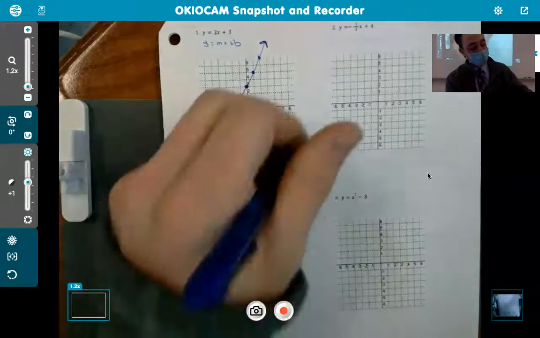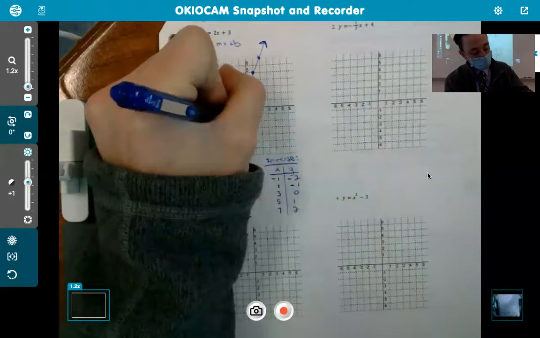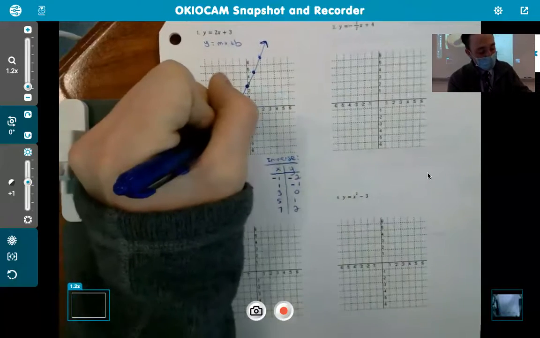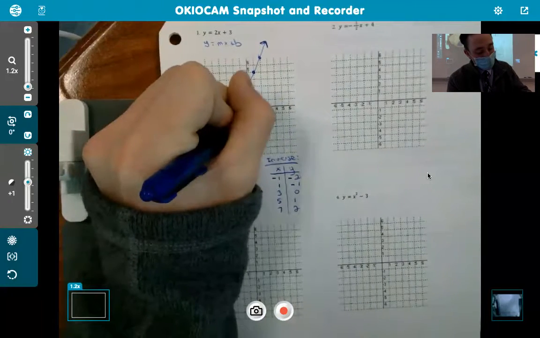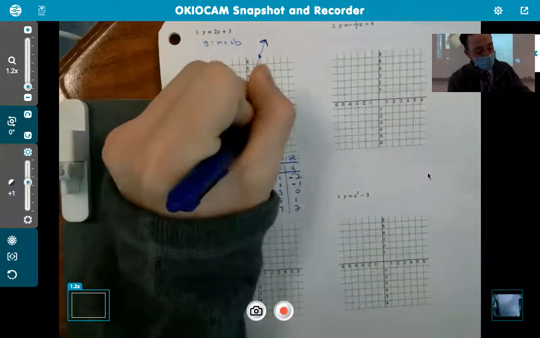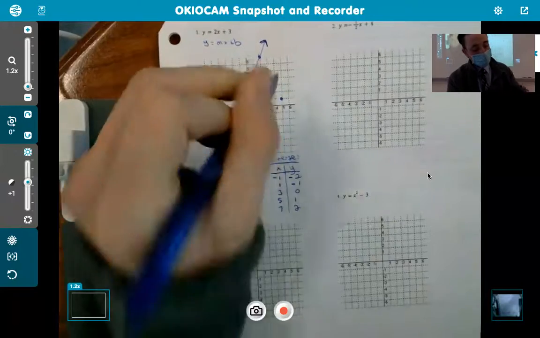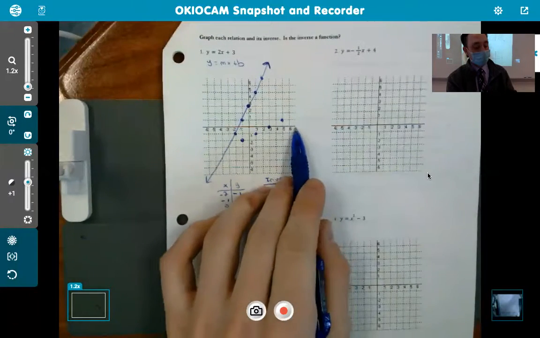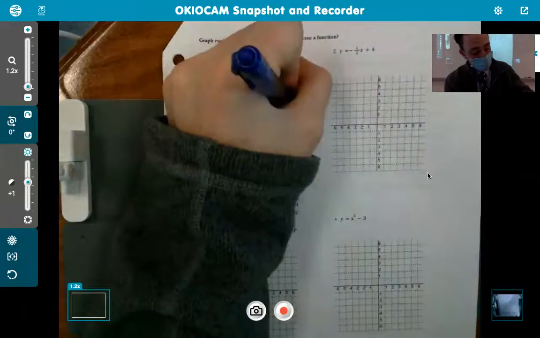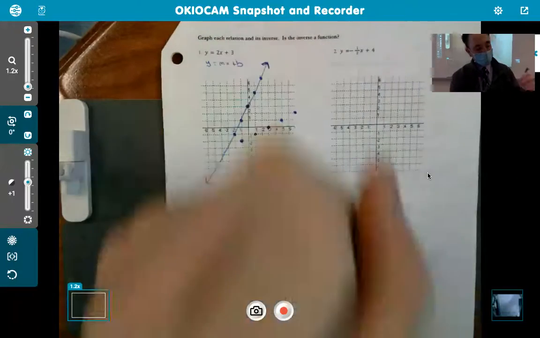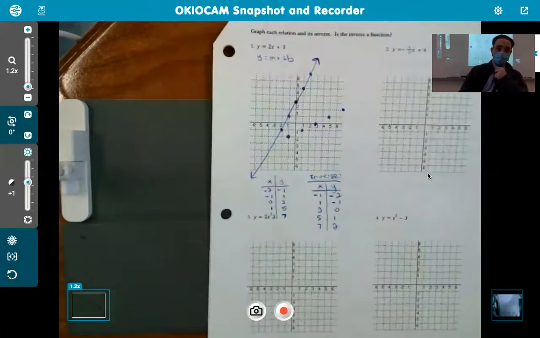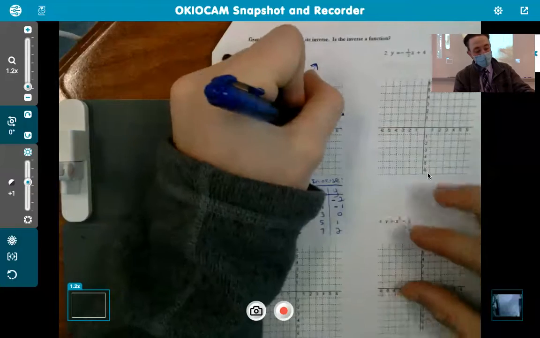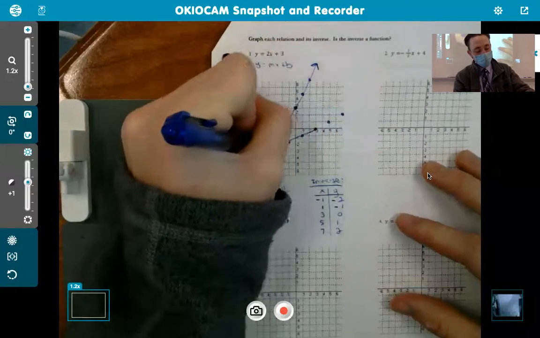So -1, -2, 1, -1, 3, 0, 5, 1, and then 7 isn't an integer, but it'd probably be about right here up at 2. Okay. And I draw my line.